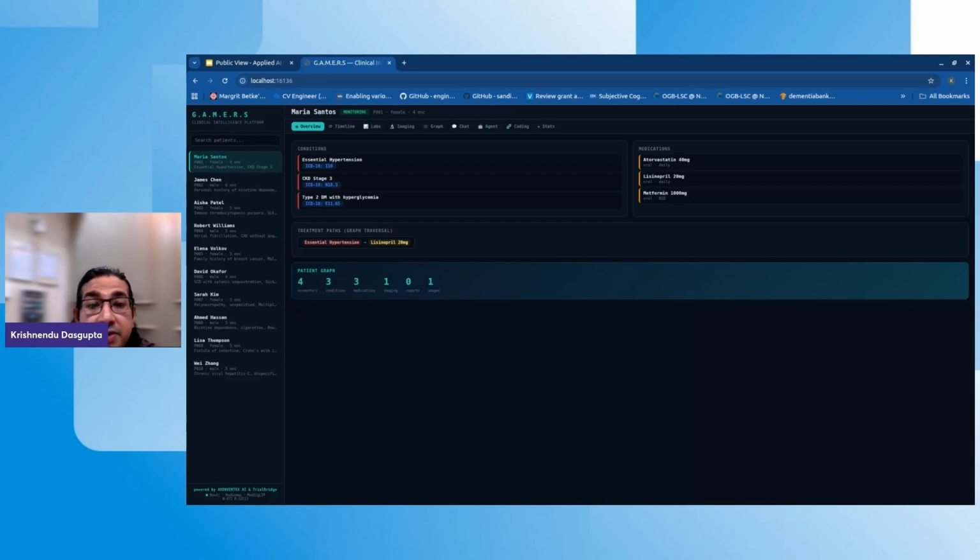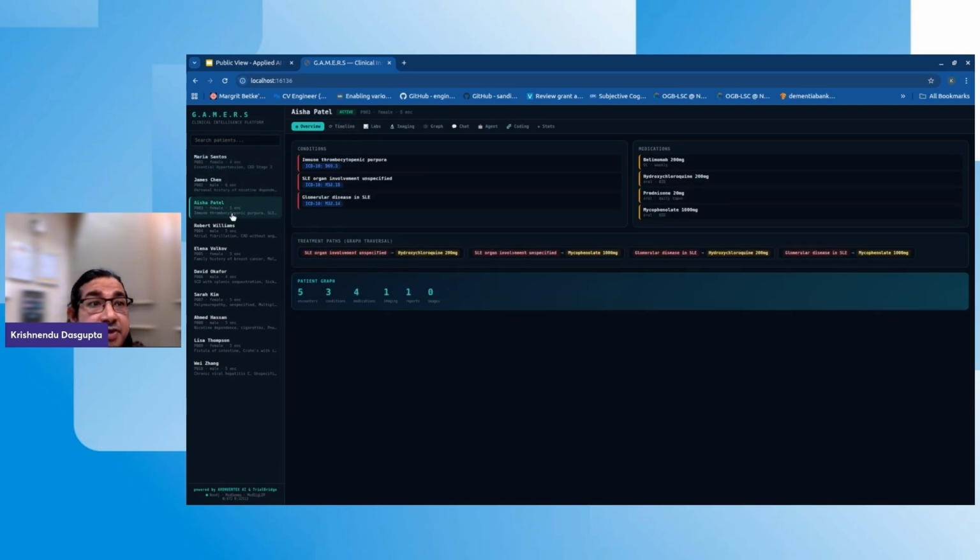So as we said, we are going to do a quick demo of G.A.M.E.R.S. What you're going to see over here is a list of patients, and each of these patients, if you look into it, are defined with their conditions, their medication, and their treatment. And each of these patients has some encounters. It has been mentioned about the conditions, the medications, or imaging reports that they have.